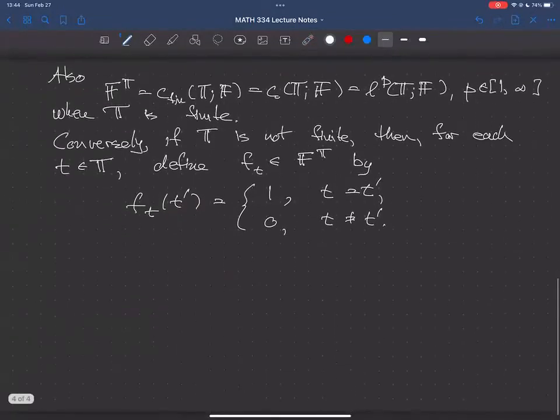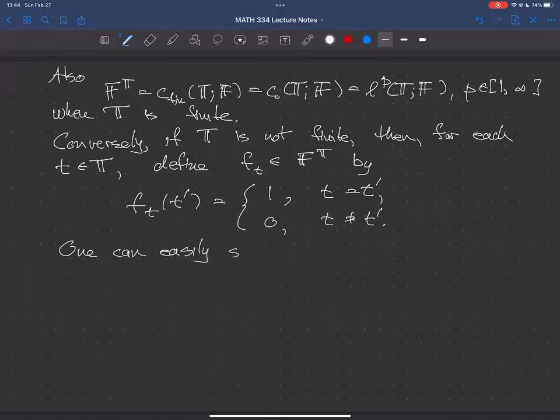Okay, so one can easily show that the set F sub t, t in T, is linearly independent.